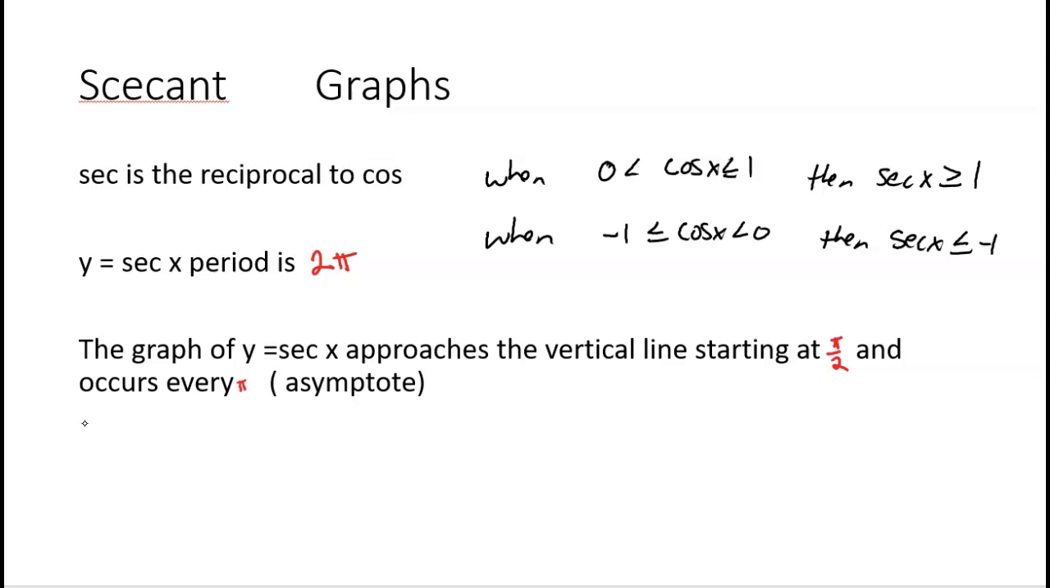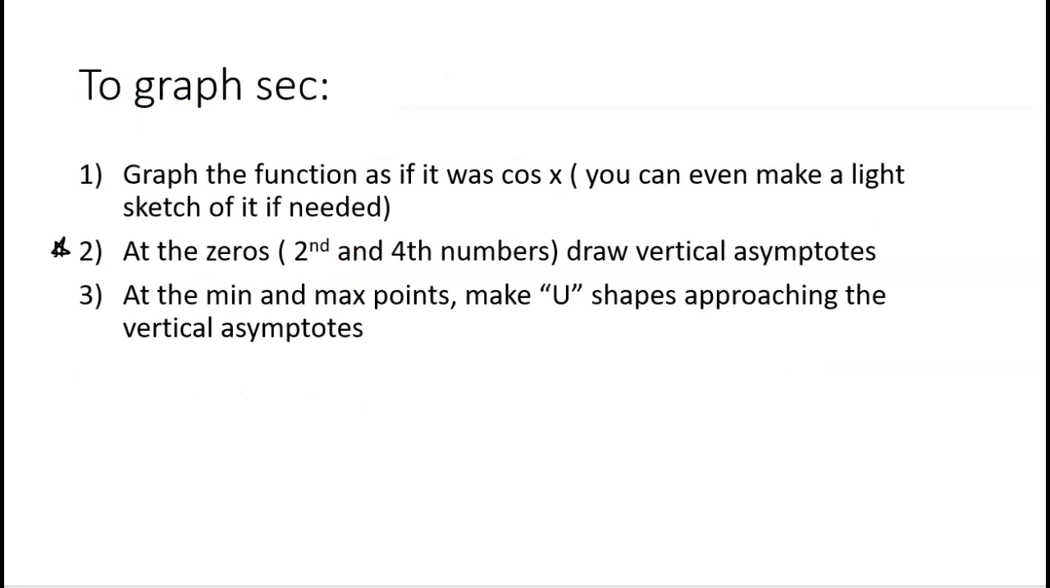The graph of secant approaches a vertical line starting at pi over 2, because again, cosine at pi over 2 gives you 0, and again, it occurs every pi. So pi over 2 and 3 pi over 2. So you're going to actually see fewer asymptotes. But they follow the same idea of how to graph them. So we're going to graph the function as if it was cosine. Again, make a light sketch if needed. And this time at the zeros, second and fourth numbers, we're going to draw our vertical asymptotes.